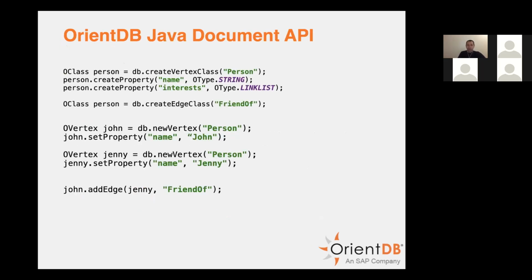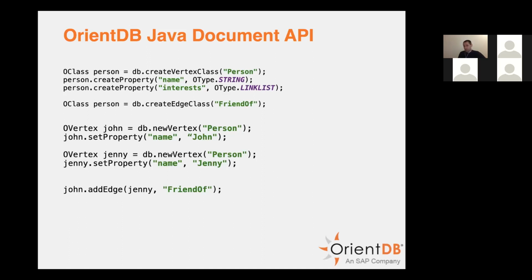This is how you manipulate objects. So for instance, you create schema. You see, the first instruction is just db.create vertex class. I'm creating a class called person. And I say this class has a property called name, that is a string, and another property that is interests, that is a linked list. So it's a list of other records, let's say, other pointers.